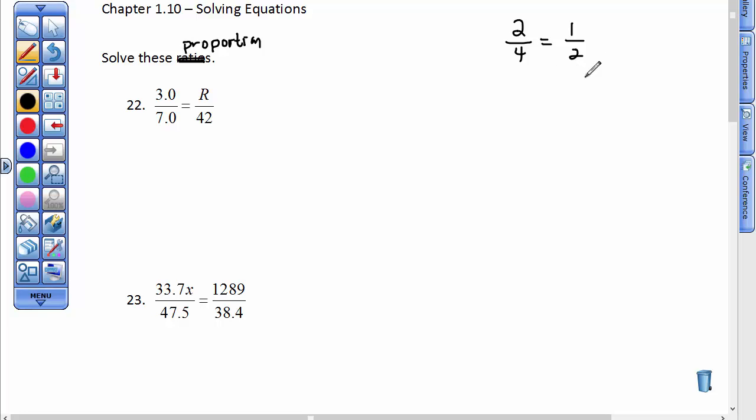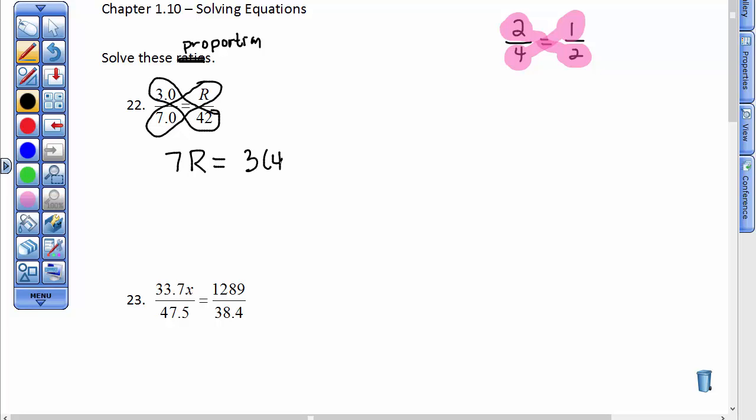2/4 reduces to 1/2. But the big thing I want you to know is that this product, 2 times 2, which is 4, will equal this product, 4 times 1. So when you set the cross products equal, it's real easy to solve an equation. So I'm suggesting here that you take 7 times r and set it equal to 3 times 42, which is 126. And then we would divide both sides by 7 to get r alone. And so we'd have r is equal to 18.